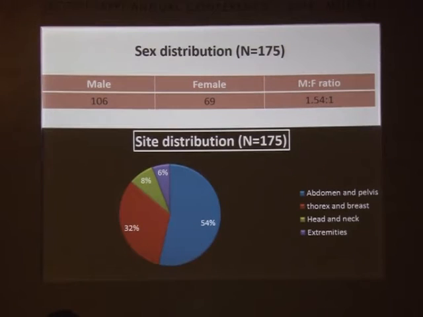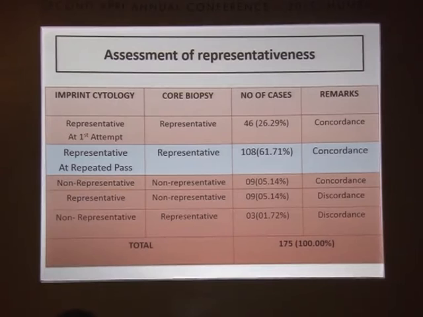So this one tells you the different sites, site distribution. Abdomen, pelvis, of course, is the most common site, followed by thorax and breast, and head and neck and extremities also, different lesions we get. So this is, of course, a breakup of CT-guided biopsies, and we do cytology on that.